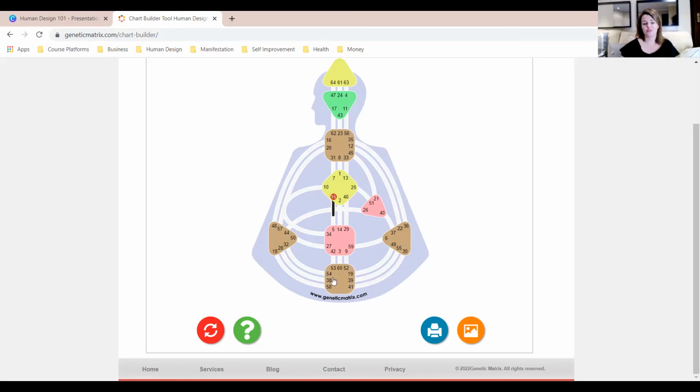So your head center and your root center are pressure centers. And essentially, this is your time management sensor. So I always look at your root center when we go into morning routines or evening routines, time management in general, and it's very much adrenal energy. This is where your adrenal sits.